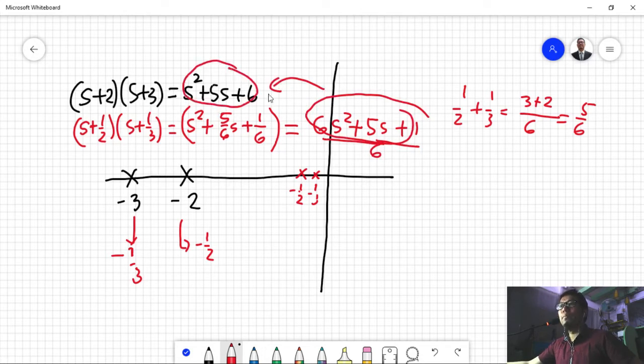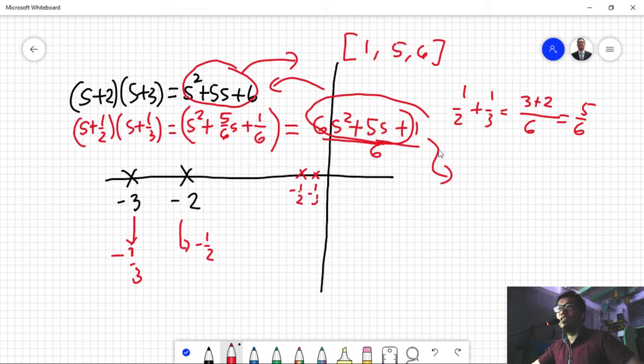Now, let's look at this one and this one. What do we notice about their coefficients? You will notice that if we write the coefficients as an array, this one is 1, 5, 6. And this one, ignoring the denominator, is 6, 5, 1. So we notice that when you arrange your coefficients in reverse, the roots of that would actually be the reciprocal of the roots of the original polynomial. So this is one technique we can use here.